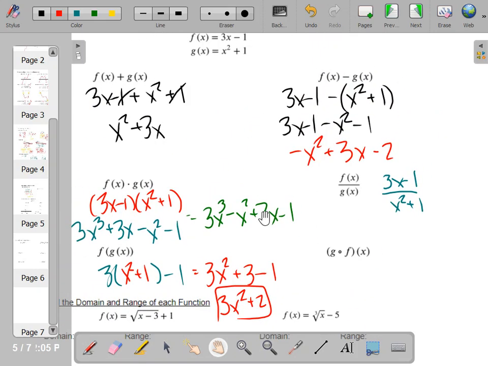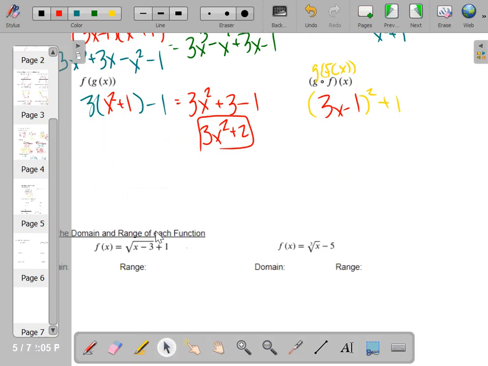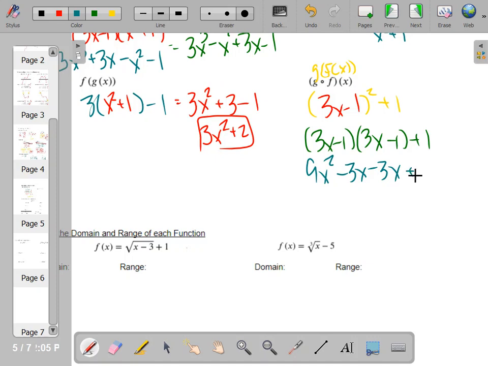What if we go the other way? That means this is like saying g of f of x, just different notation. So take f and plug it into g. So now I have, instead of x squared plus 1, I'm going to put (3x minus 1) squared plus 1. And I want to FOIL that out. That'd be 3x minus 1 and 3x minus 1. FOIL: 9x squared minus 3x plus 1, still plus 1. 9x squared minus 6x plus 2.